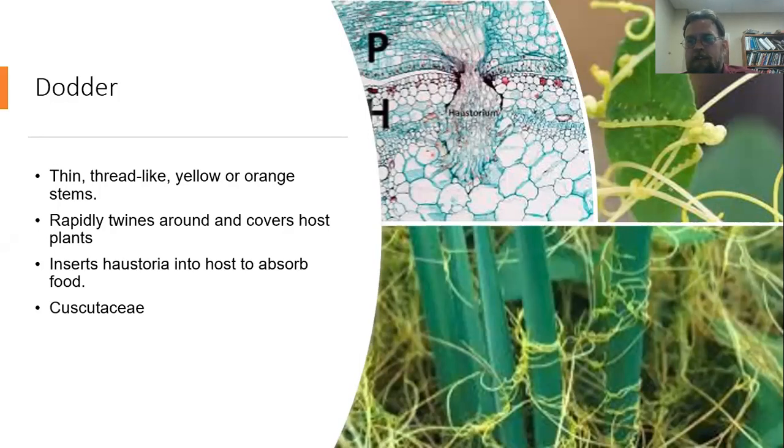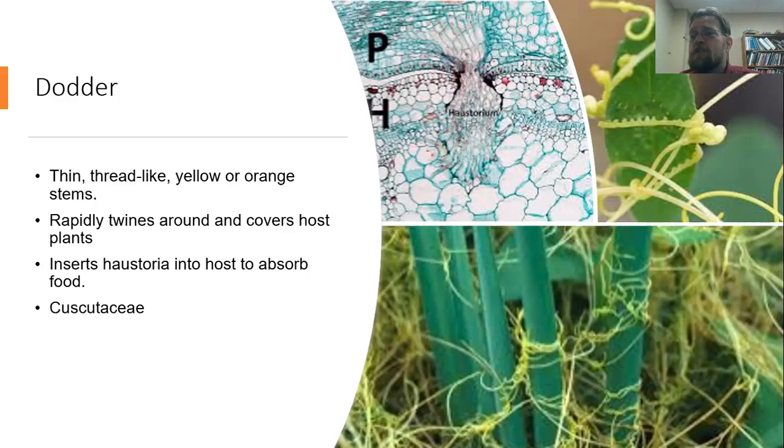And you can see two pictures of that dodder with the vines wrapping around other plants. What it does then is it inserts a little probe that we're going to call a haustorium into the other plant and will actually absorb nutrients from it.